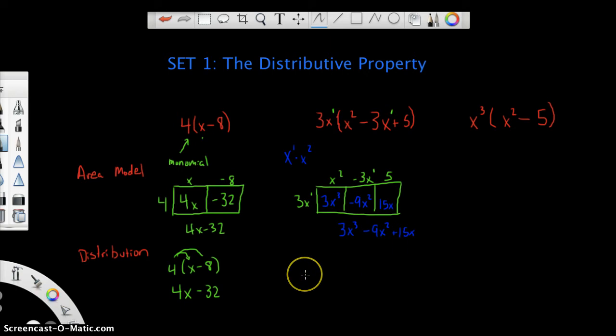Okay, and we'll quickly set this one up with regular distribution: 3x times x squared minus 3x plus 5. I'm just taking my 3x and distributing it to each of the terms inside the parentheses. So 3x to the third, take away 9x squared, plus 15x.